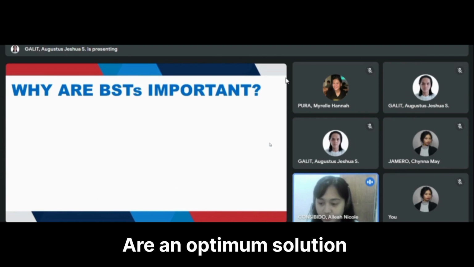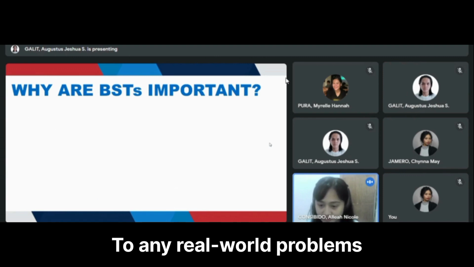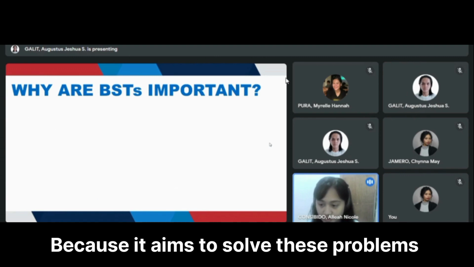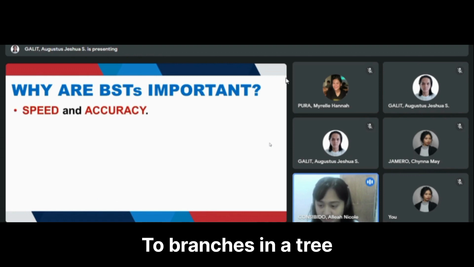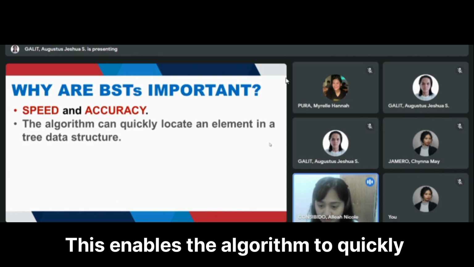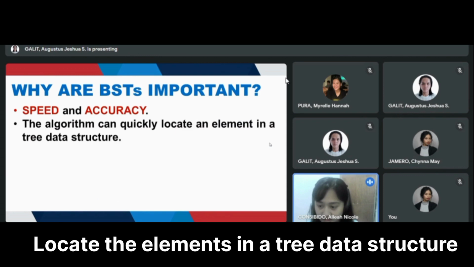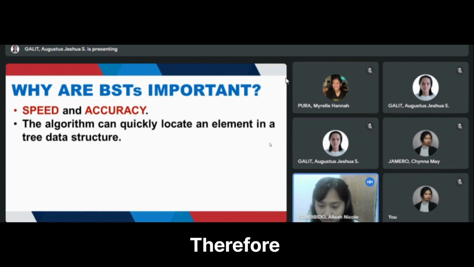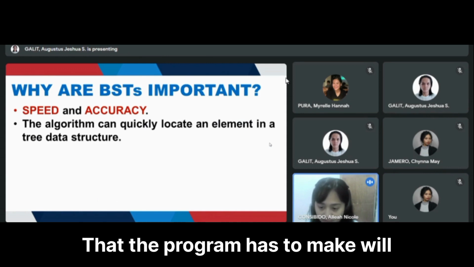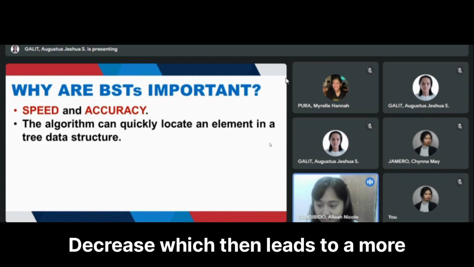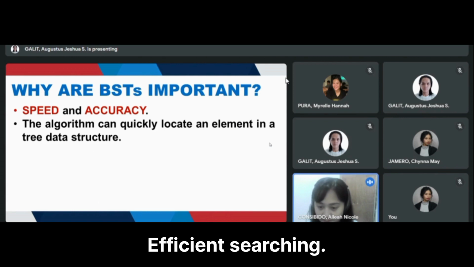Binary search trees are an optimum solution to many real-world problems because they aim to solve them with speed and accuracy. Since it is organized into branches in a tree, this enables the algorithm to quickly locate the elements in a tree data structure. Therefore, the number of key value comparisons that the program has to make will decrease, which then leads to more efficient searching.